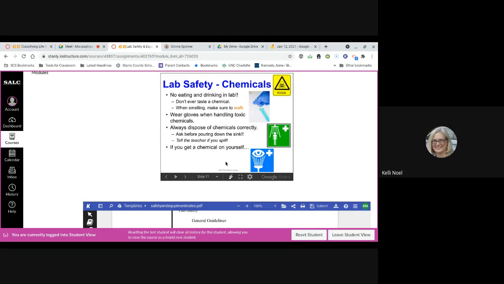If you get a chemical on yourself, we have an eye wash, and it's to my right, and there is a sink over there that has an eye wash. We do not have a shower, so if we were to get a chemical on our body somehow, we don't have the safety shower, but we do have the eye wash.